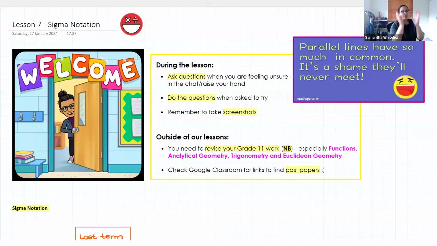All right, so let's have a look. Sigma notation is basically just a mathematical way to say find the sum of. So rather than me typing out, or the teacher typing out, "determine the sum of the series, blah, blah, blah, blah, blah," we use sigma notation.